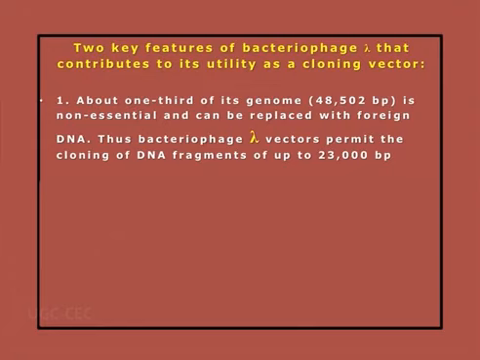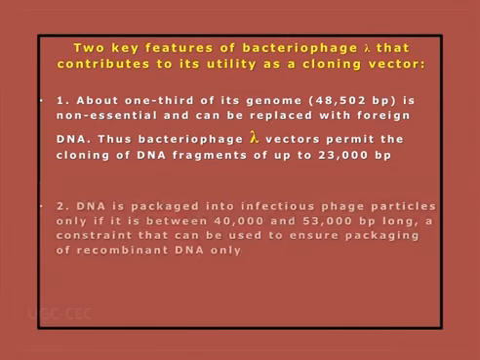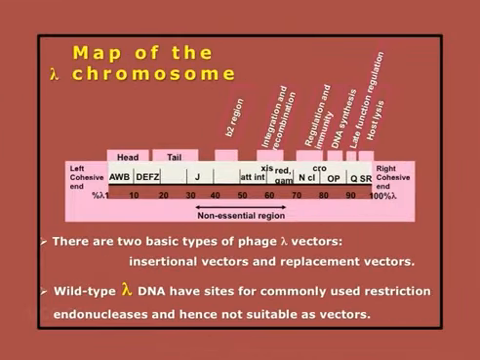The key factors about lambda as a cloning vehicle are that about one-third of its genome is non-essential and can be replaced with foreign DNA. Bacteriophage lambda then permits the cloning of almost 23 kb of DNA inside it. The DNA can be packaged by in vitro packaging, and the recombinant DNA can be easily introduced inside the bacterial cell by natural infection. There can be two different types of cloning vehicles utilizing lambda: a replacement vector and an insertion vector.